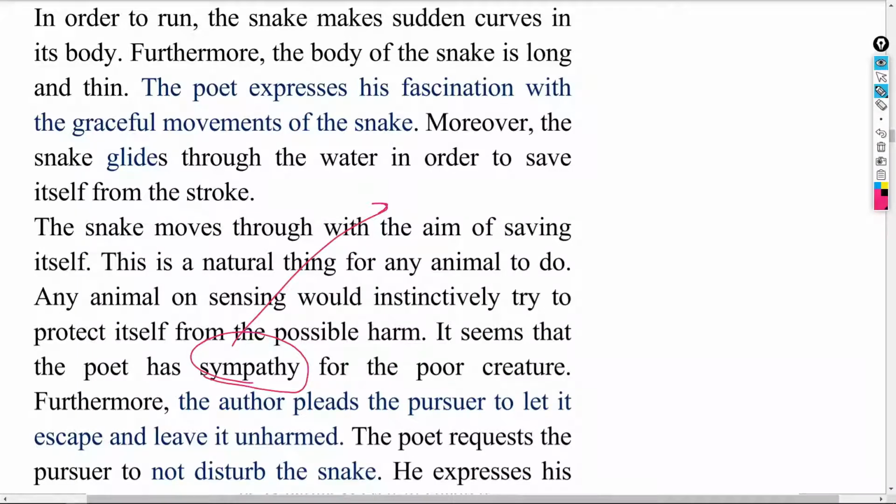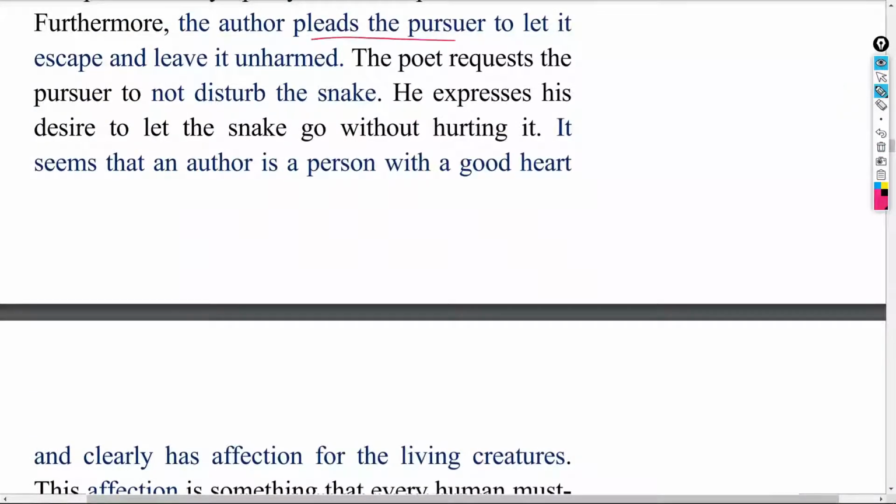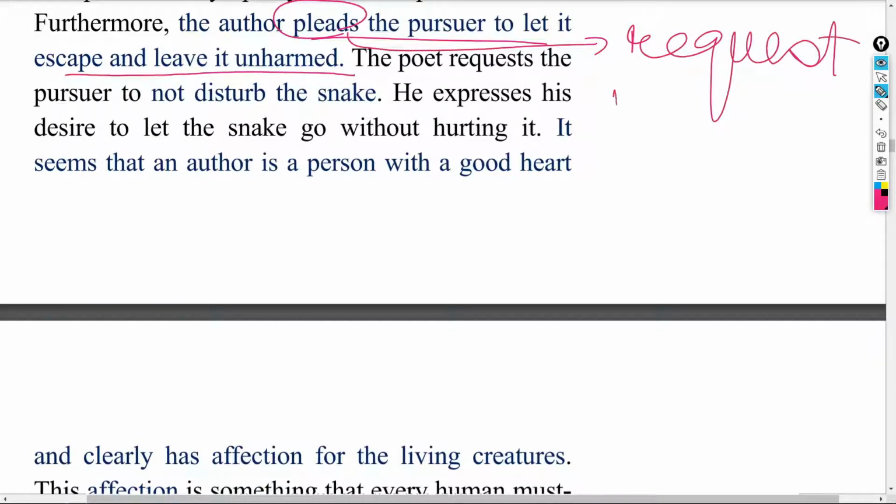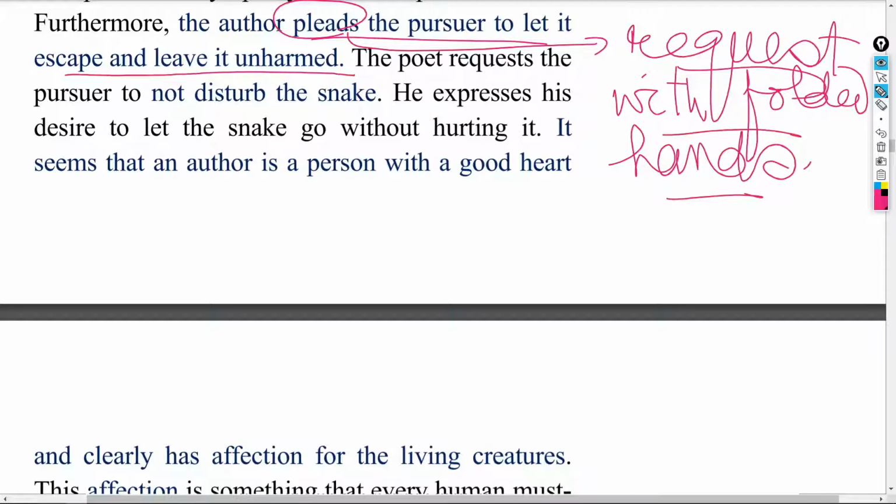Therefore he expects something. Let us see what is the expectation. Furthermore, the author pleads with the pursuer to let it escape and leave it unharmed. So plead means what? Requesting. Plead means a request with folded hands, an earnest kind of request.